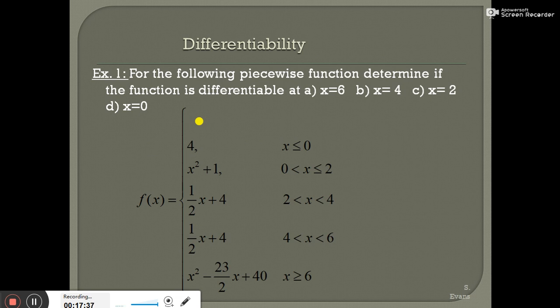And now one exercise for you. For the following piecewise function, determine whether the function is differentiable at x equal to 6, at x equal to 4, at x equal to 2, and at x equal to 0. This is the exercise for you.